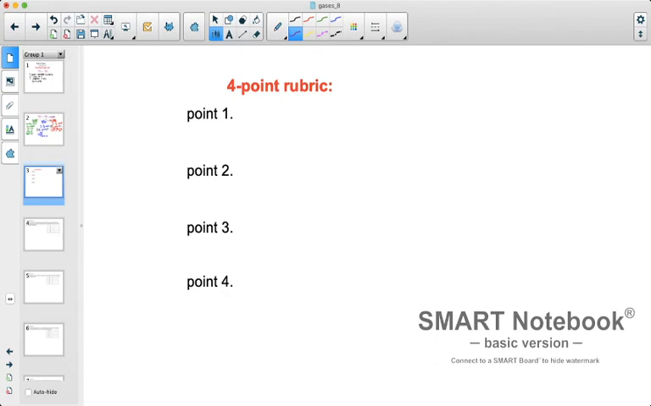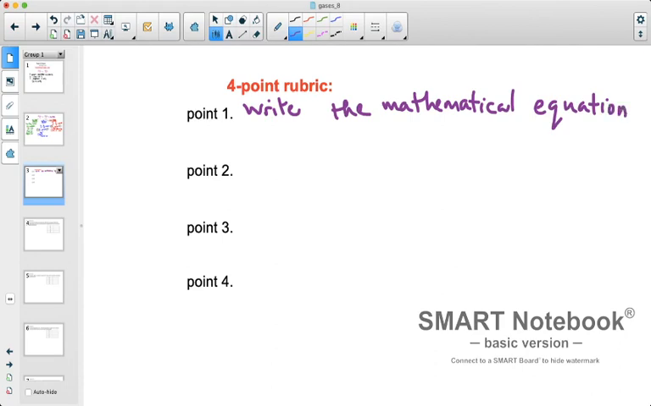The first possible point is really to write the mathematical equation. And you should know that the majority of the mathematical equations for chemistry are on the last page of your reference table. There are some that are not there that you have to memorize, but the ones that we need the most often are there. Once you write down the mathematical equation, you get that 1 point. And from there, then you can start going to complete the question.